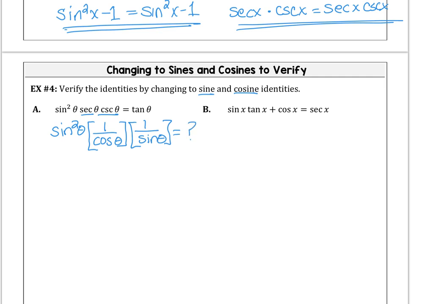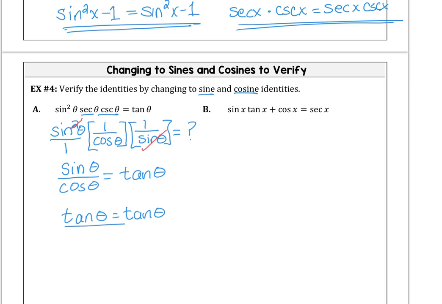Sine squared, I could cancel a sine squared with this sine and end up with a sine times a 1 times a 1 over a cosine times a 1 times a 1. You see where I'm getting the 1? And that is definitely equal to tangent. So tangent is equal to tangent. That's a true statement. On part B, I have sine times tangent.